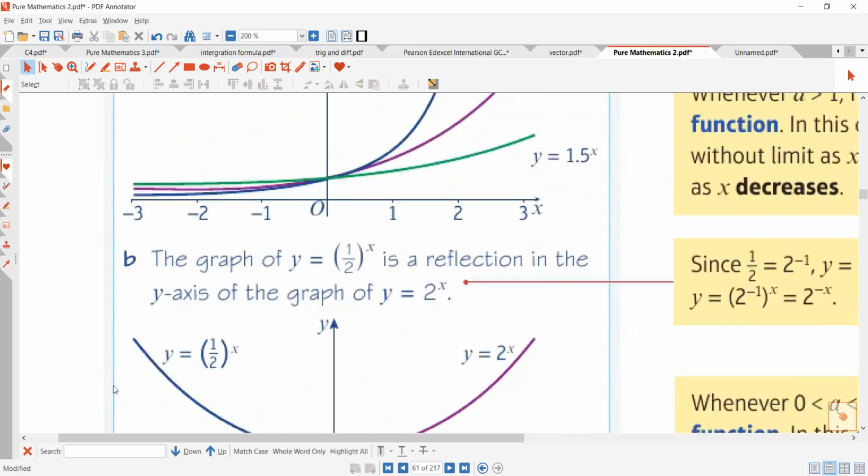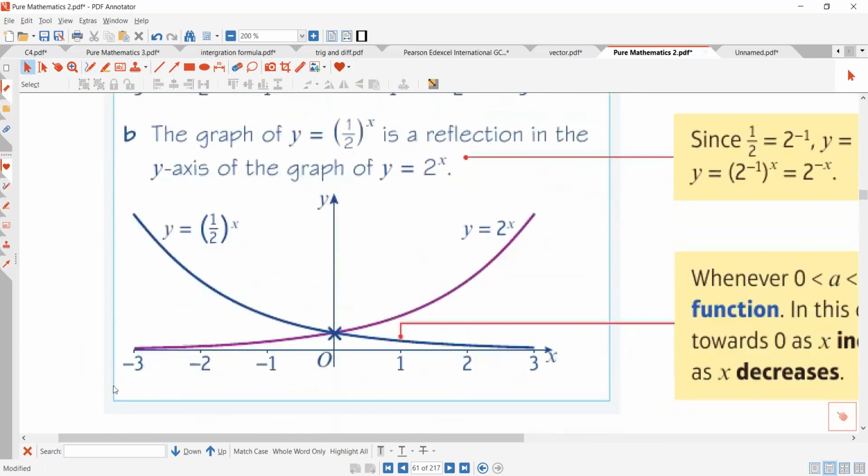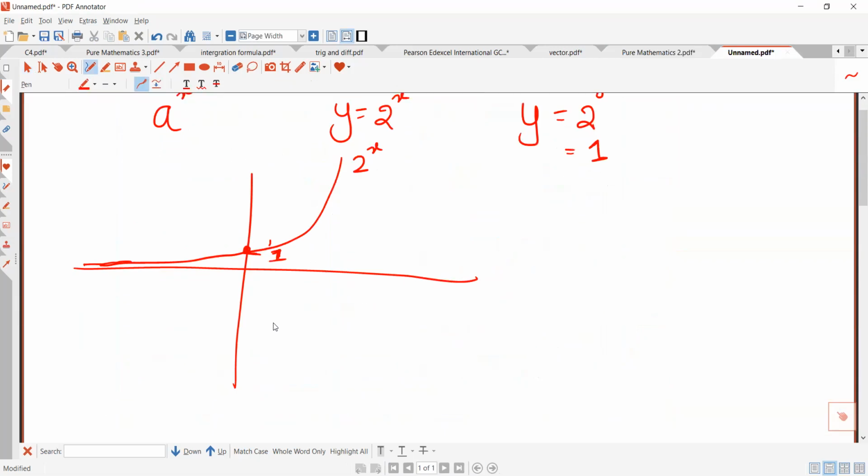Now, what if they tell you to draw y equals 1 by 2 raised to x graph? I will explain this also, but in a different manner. What if they say you to draw y is equal to 2 raised to minus x graph? What would you do in such cases? Your graph would look like this. 2 raised to positive x starts from the right hand side and ends at the left hand side, and 2 raised to minus x starts from the left hand side and ends on the right hand side.